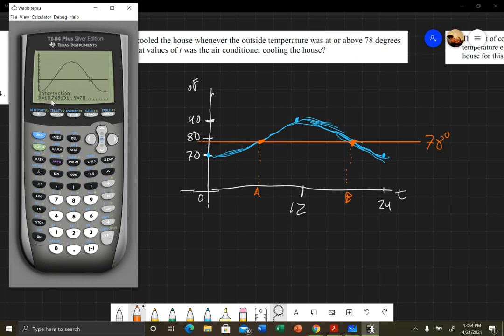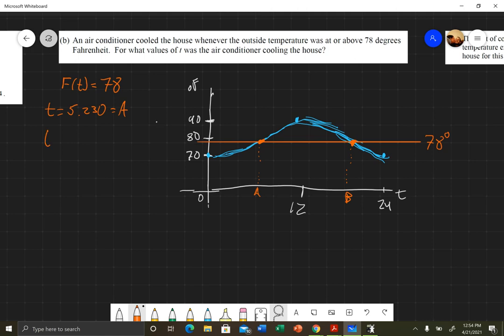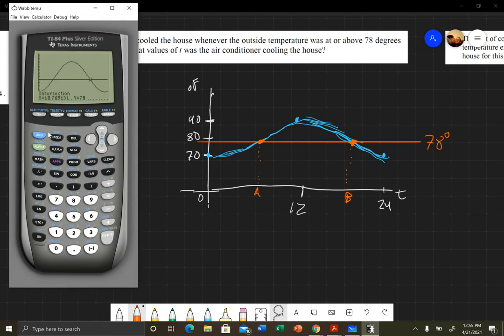And it says 18.769. Okay, so now t equals 18.769, and that equals my B value. And I'm going to take this information and I want to just put this in my calculator real quick.